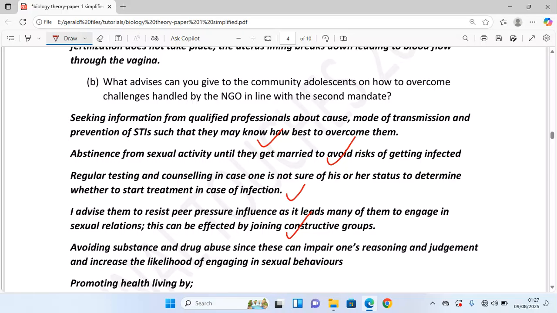Then avoiding substance and drug abuse. How does this one lead to sexual intercourse and all that? We are saying that we avoid substance and drug abuse, since these can impair one's reasoning and judgment and increase the likelihood of engaging in sexual behaviors.